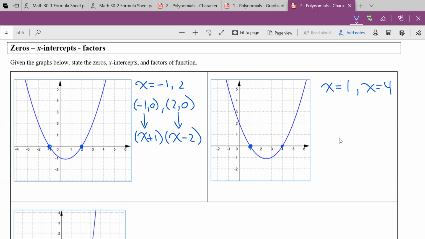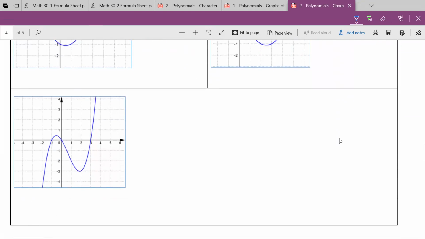So on the next one, we have zeros of 1 and 4. My x-intercepts then are simply zeros, but written as a coordinate pair. And then my factors would be that. And you notice again, just the sign's changing, because really what you're doing is right here, you're subtracting over the -1. You're subtracting over the 4. That's why the sign changes.